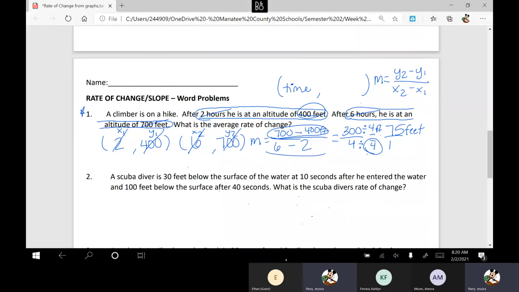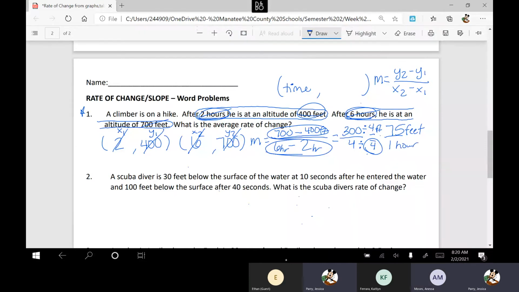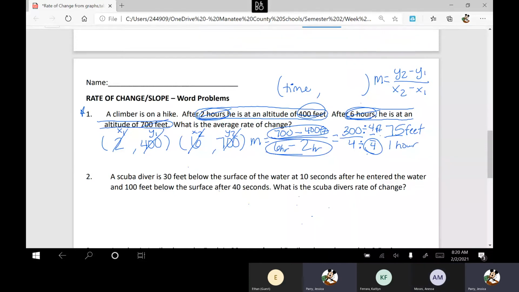Now let's talk about our bottom ones. Here we have the 6 and the 2. 6 hours, 2 hours. So 6 hours minus 2 hours equals 4 hours, divided by 4. And then it's 1 hour. So this climber is climbing 75 feet every 1 hour would be the final answer there.